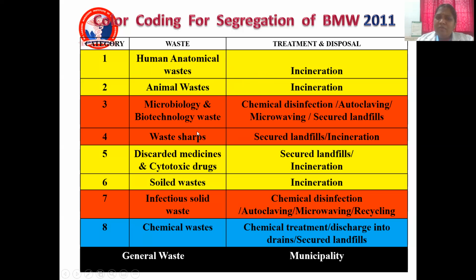And when you observe this red color bin will receive the infected plastics and rubbers. So when you observe the microbiology, biotechnology waste, sharp waste, and infectious solid waste. So infectious plastic and rubber items, they will go into the red bag, and those things within the red bag, they will be autoclaved, that is disinfected, and they will be taken sometimes for recycling also. So certain plastics and rubbers, you can disinfect it and give for recycling.